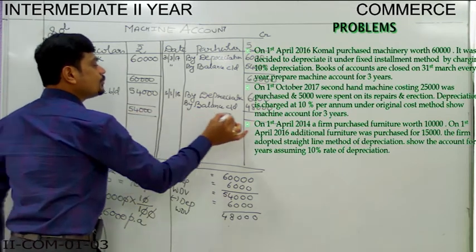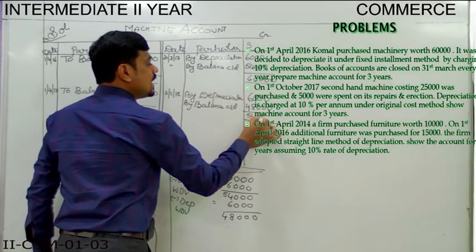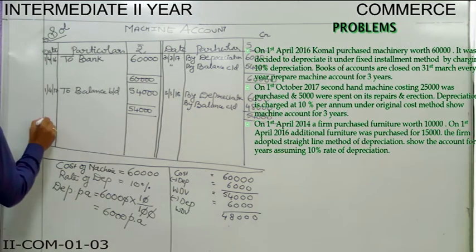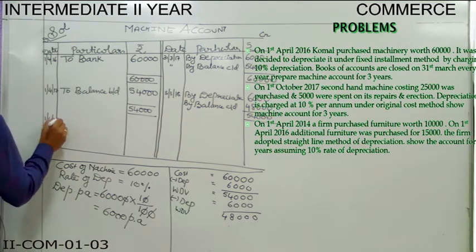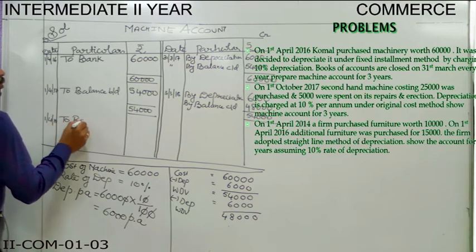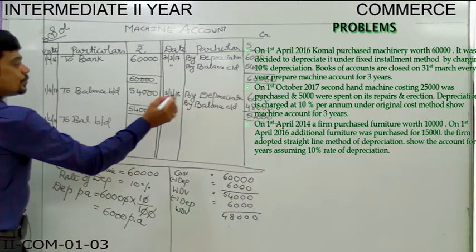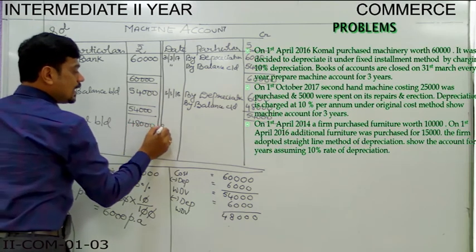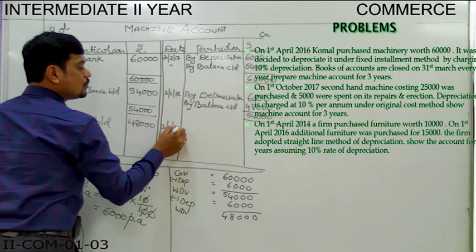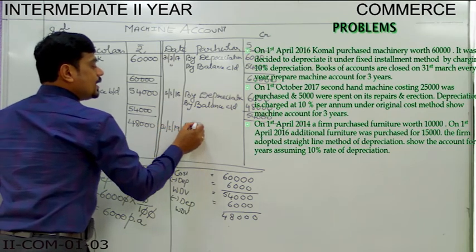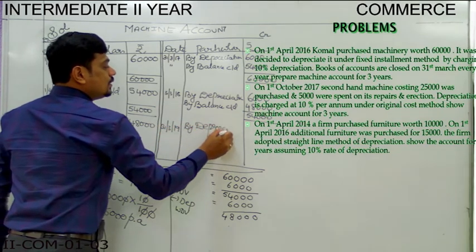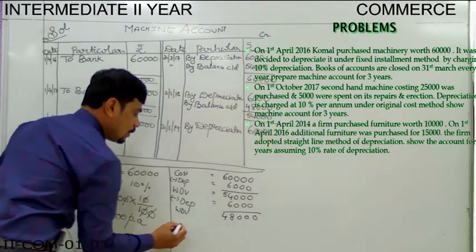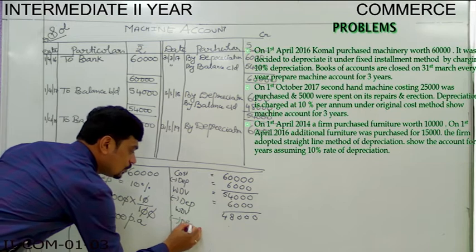How many years are completed? 2 years. They asked us to prepare for how many years? 3 years. Now we are in the third year. 1st April 2018. To balance brought down. How much? 48,000. So again 31st March 2019. By depreciation. How much will I charge again? 6,000. So I'll minus again 6,000.